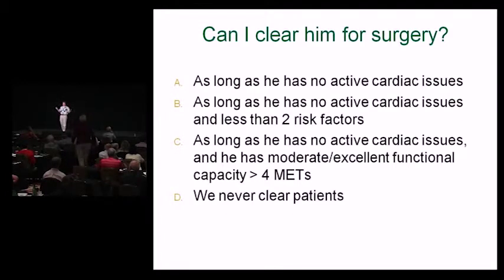So here are the options for clearing for surgery. A, as long as he has no active cardiac issues, we can clear him for surgery. B, as long as he has no active cardiac issues and less than 2 risk factors, we can clear him for surgery. C, as long as he has no active cardiac issues and he has moderate to excellent functional capacity, which is greater than 4 METs, we can clear him for surgery. Or D, we never clear patients.